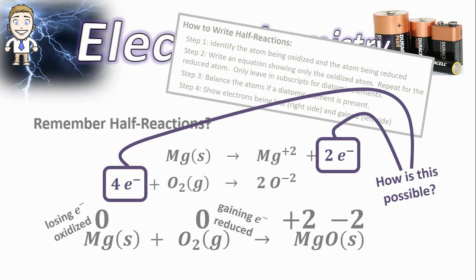What should have struck you as odd in this half reaction writing process is the fact that magnesium is losing 2 electrons, and yet oxygen is gaining 4. And how is that possible? And in fact, it's not possible. The issue is that these two half reactions are not balanced. So in this video, we'll talk about how to balance the half reactions once you've got them written.